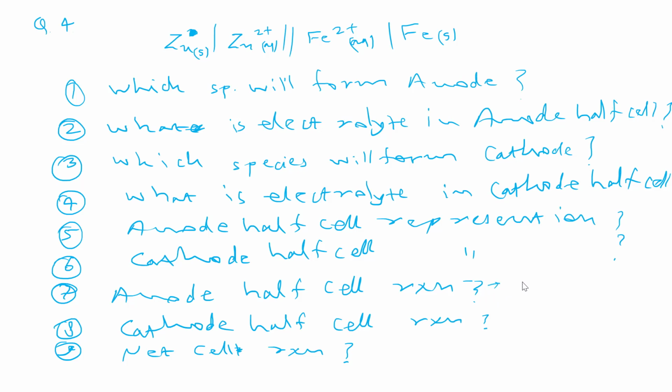It will be Zn, which gives rise to Zn+2 plus 2 electrons. Zn solid gives rise to Zn2+ aqueous by losing 2 electrons. Then the cathode half cell reaction: Fe+2 plus 2 electrons gives rise to Fe. Why Fe2+?